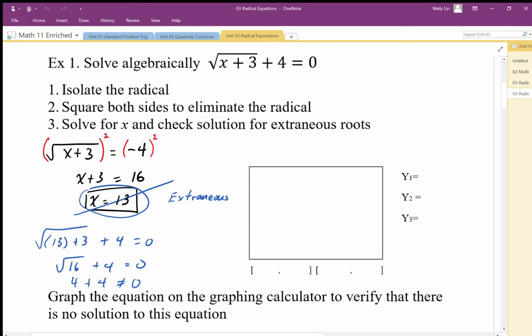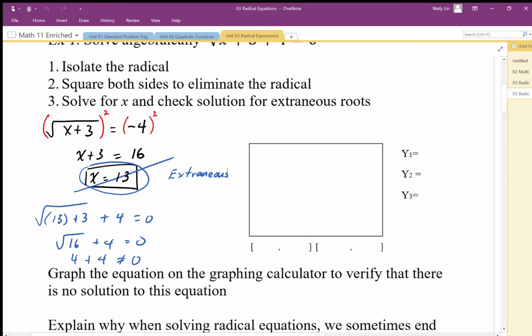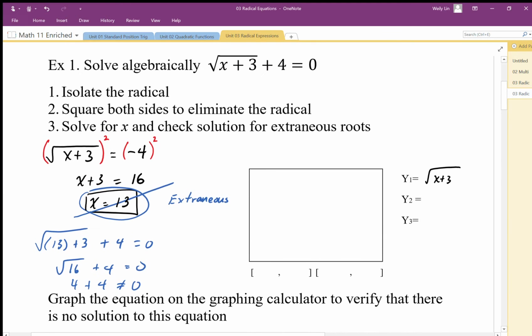Okay, so what does this look like? Why is it that we get an extraneous root? If we graph this equation, we're going to solve it by finding the intersection of √(x + 3) and negative 4. So we'll graph √(x + 3) equals negative 4. We'll let y2 equal negative 4, and that's going to be a line down here at negative 4.